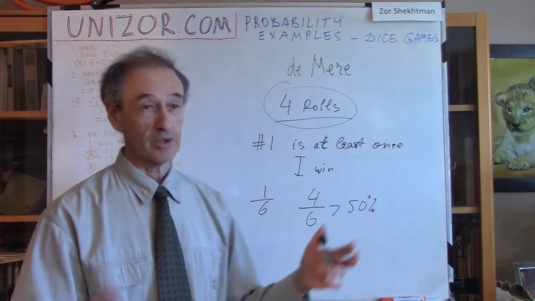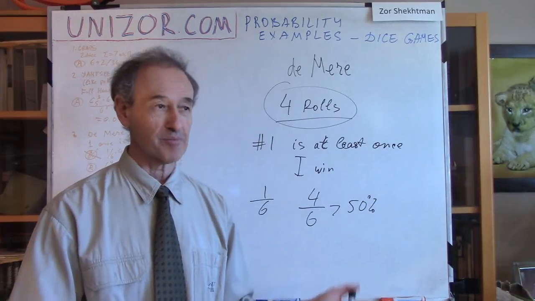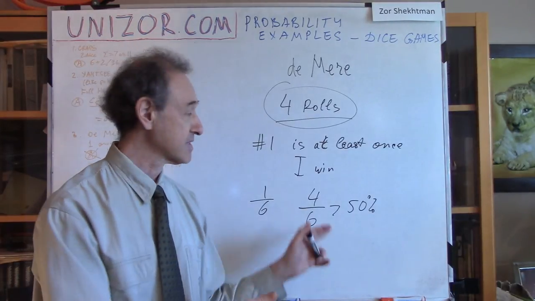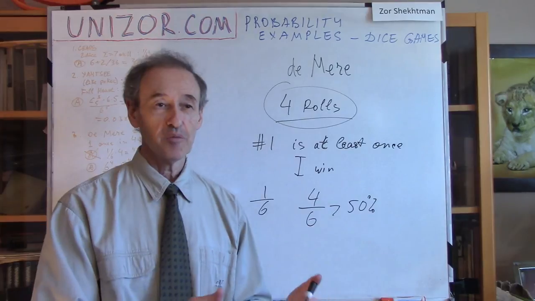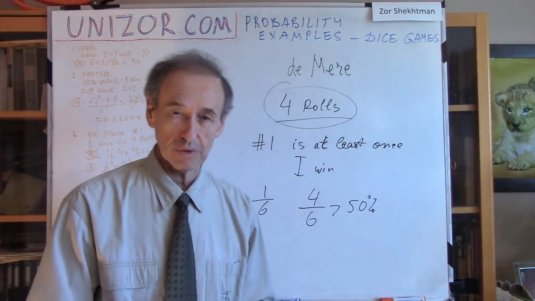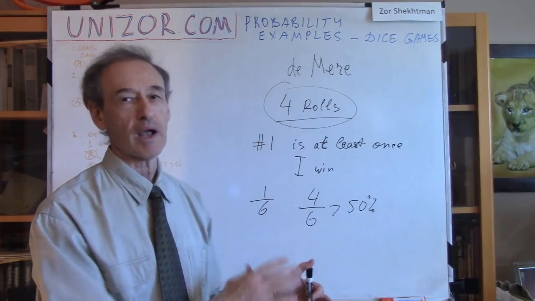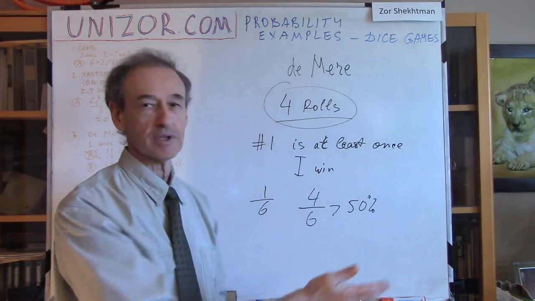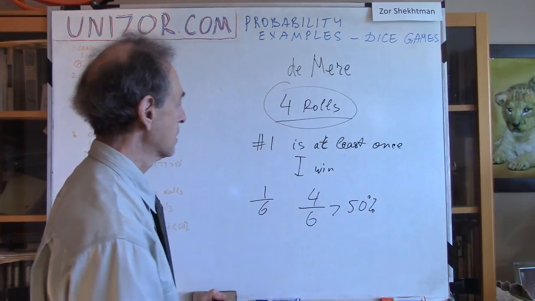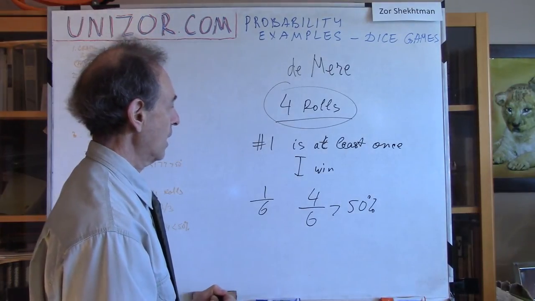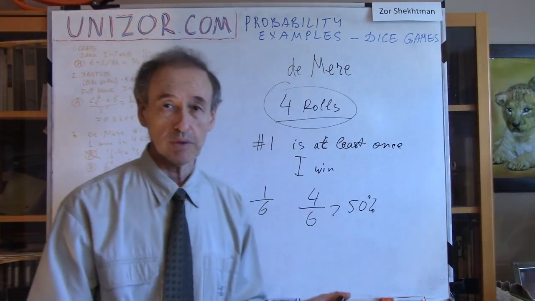But what if I'm rolling it 7 times or 8 times? The probability goes 7/6 or 8/6, which is greater than 1, which is just impossible, right? So the whole mathematics of this is just wrong. This is not the way it's supposed to be calculated, because it definitely reaches some absurdity. And okay, so what's the right way to calculate it?